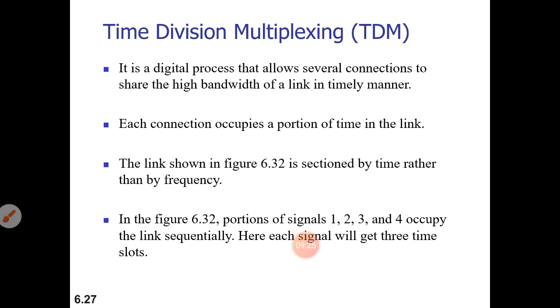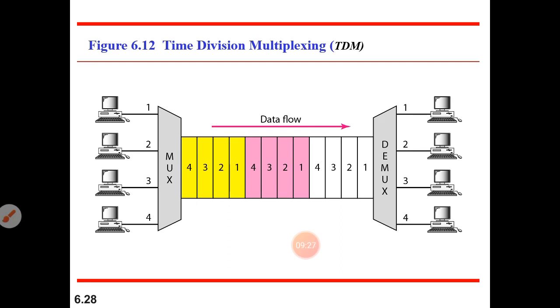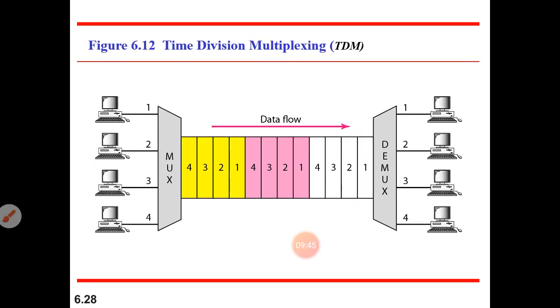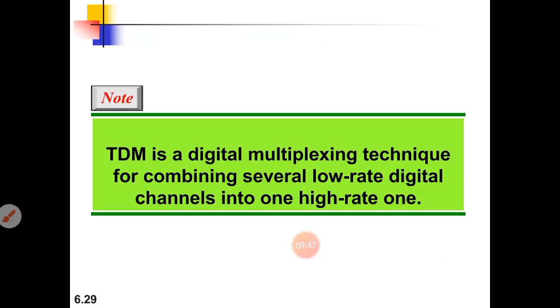Here each signal gets 3 time slots. Signal 1 has got 3 time slots: this is the first slot, the second slot, and the third slot, and the same for signal 2. On the demultiplexer side, it separates the signals and sends them to the respective devices. So this is the basics of time division multiplexing.